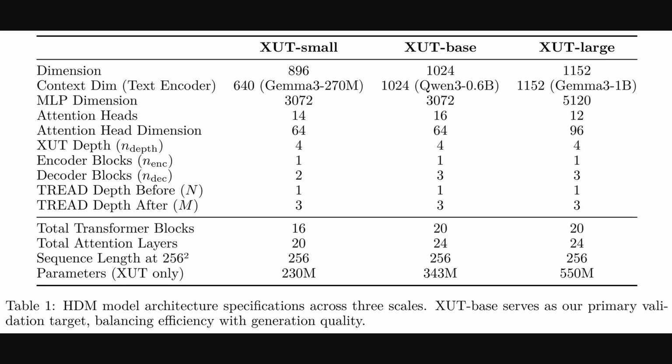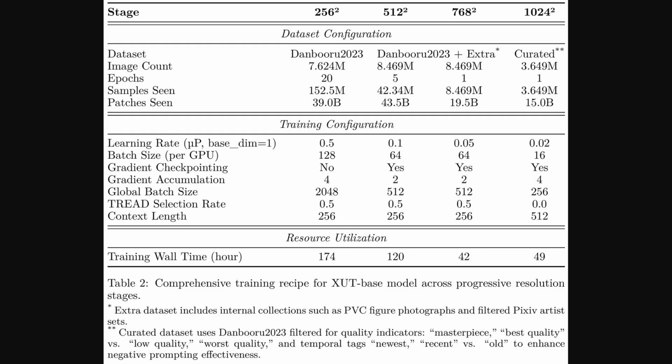So the previous figure walked through shifted square crops. Table 1 summarizes the 3 cross-U transformer scales, which target different budgets while keeping the sequence length fixed at 256. The base model uses dimension 1024 with QN30.6B text, 16 attention heads, and totals 20 transformer blocks for about 343 million parameters. The small and large variants bracket that with 230 million and 550 million parameters, so training can match available hardware.